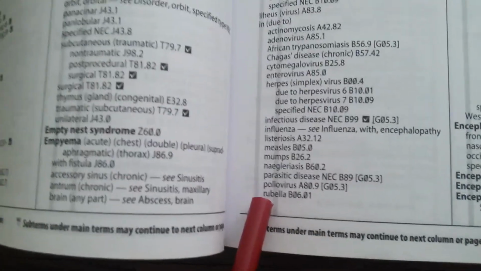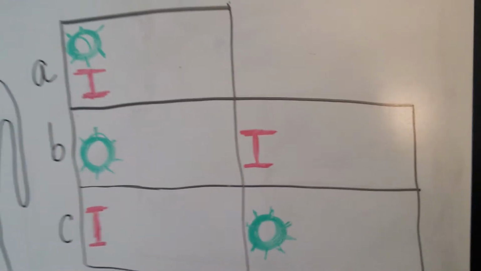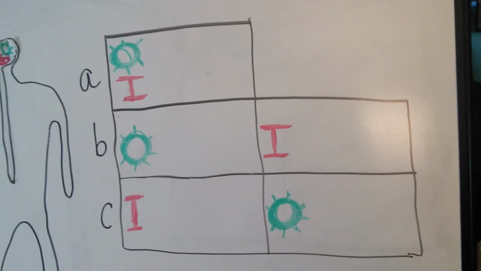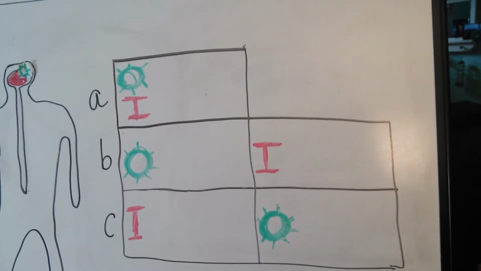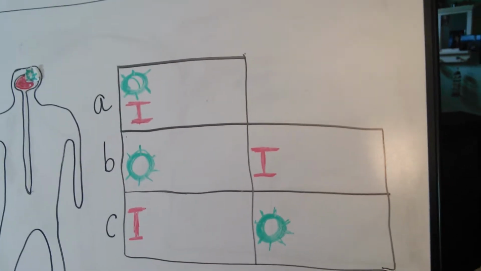So it's B06.01. So we go to our little table here, right? And there are 3 ways to solve this problem. Which way would be for this one? A, B, or C? A. A, because it's a combination code.